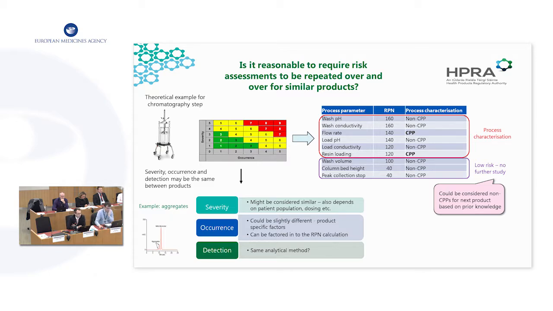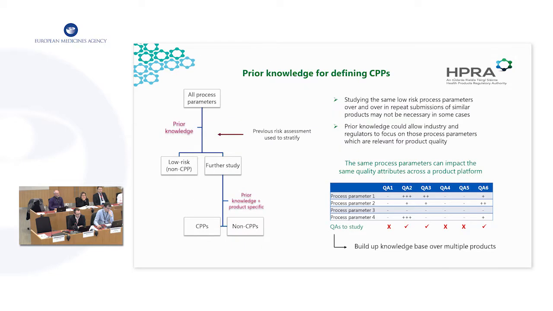I've picked a maybe controversial example here of a way this could be done in terms of aggregates. Rather than just cross-referring even to your FMEA or your risk assessment, you could tweak it along the way. If you think of severity, occurrence, and detection, severity might be the same, or it might be different. It depends on the patient population, how severe, say, aggregates might be. Would it occur to the same extent? Depends, could be product-specific factors. Could it be detected in the same way? Would you use the same analytical method? So this is just a theoretical example of how you could use a previous risk assessment, but also update your risk assessment for certain bits as you go along.